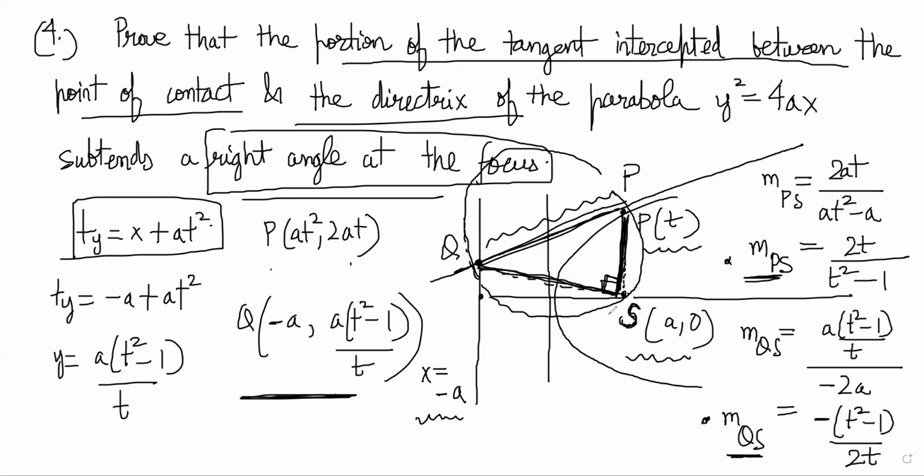So another way to say the same property is the circle drawn with PQ as a diameter will always pass through the focus, right? So very important property. Keep this in mind. Let's move to the next problem.